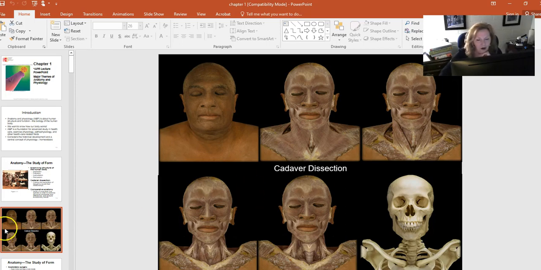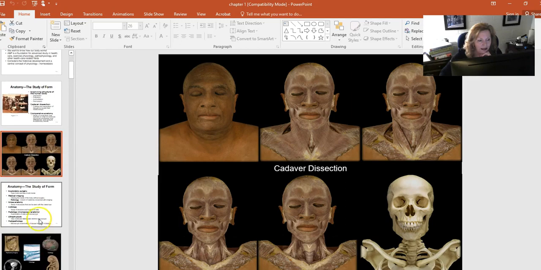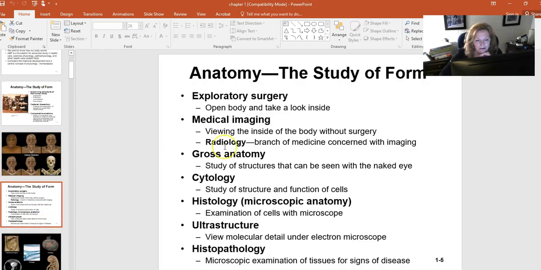Also, looking at anatomy on living specimens as well. There is something called comparative anatomy, and in comparative anatomy, we're looking at other animal species. So we can use other mammals, if you will, that have very similar organs to help us to understand human anatomy and how it actually works.